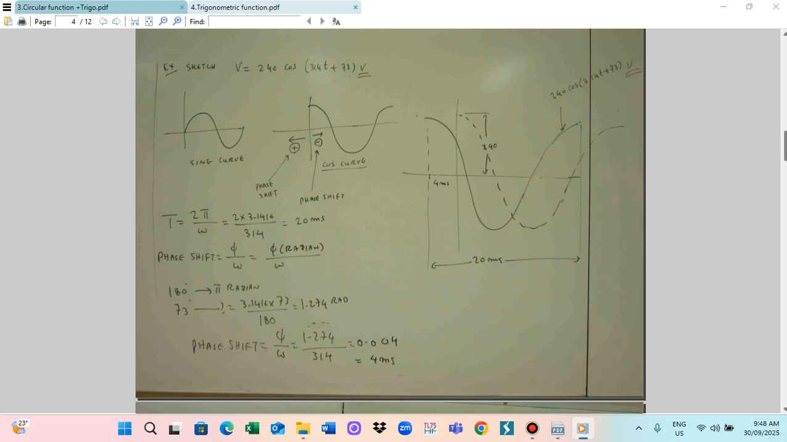So this is a no phase shift angle. We can draw the sine graph and the cosine graph like this. But that one called the phase shift angle. Phase shift angle is 73 degrees. So we have to shift the phase. So 73 degrees, we have to shift the phase. So how to shift the phase? In this case, negative means you have to shift this way. So this is a negative phase shift. And this one will be the positive phase shift.